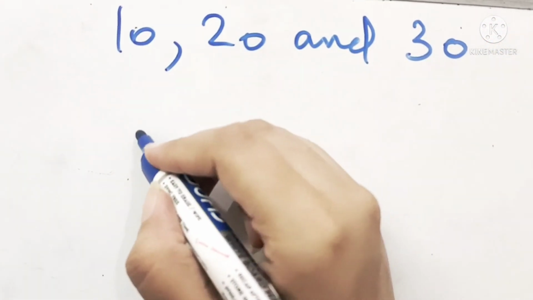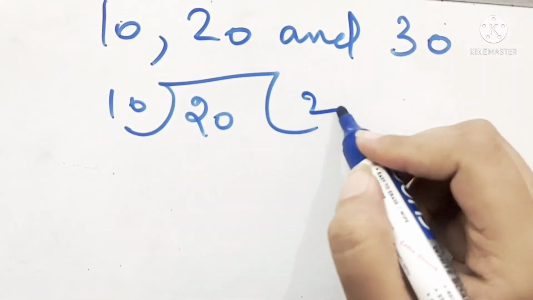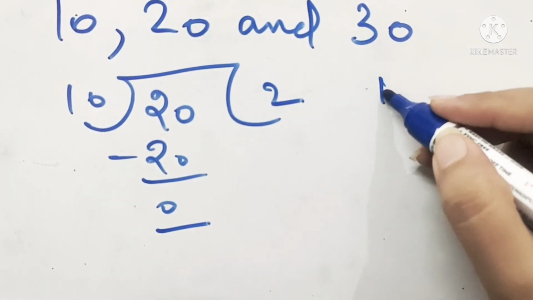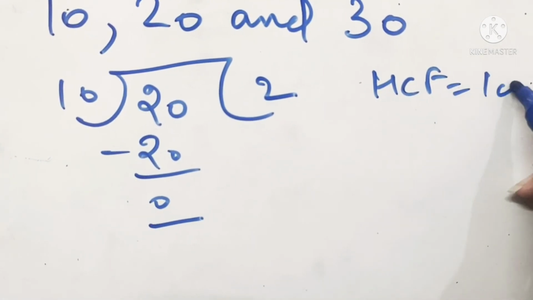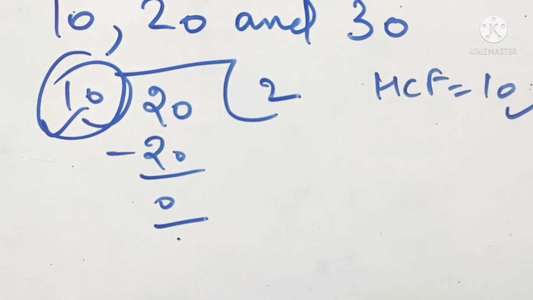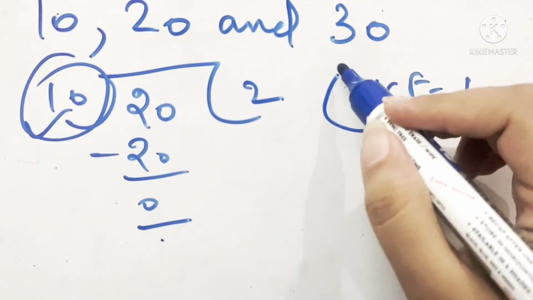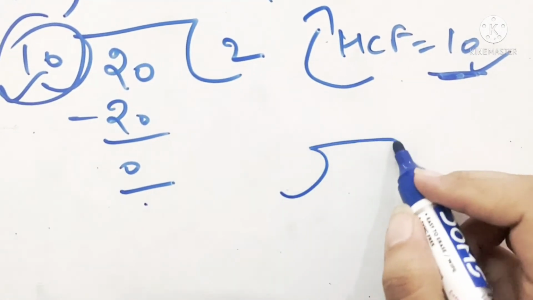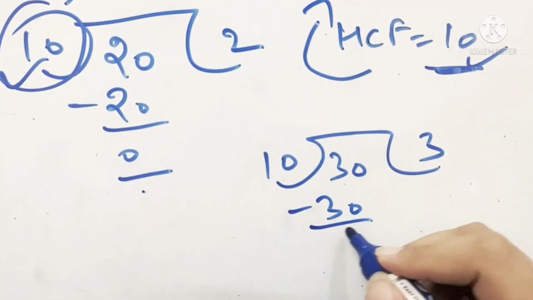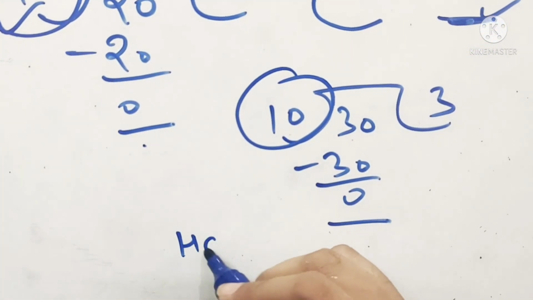What I will do is I will find the HCF of 20 and 10 first. So it is an easy example. 10 into 2 will give me direct 20. So that means the HCF of 10 and 20 is 10. Why? Because I have got directly 0 with the divisor 10. Now what will I do is this HCF I will use to find the HCF of 30 also. So now I will divide 30 with 10, which will again give me 0 at one go only. So that means my final HCF is 10.